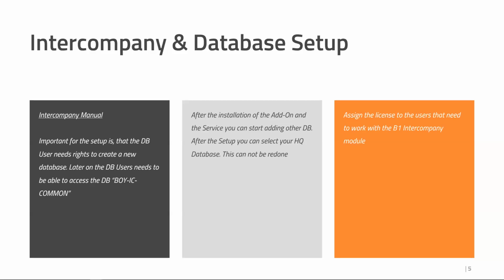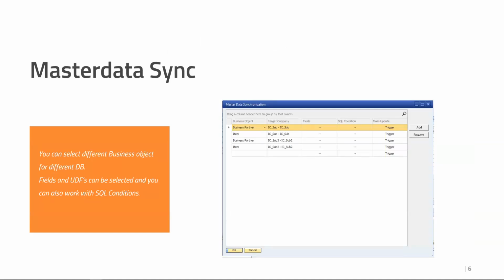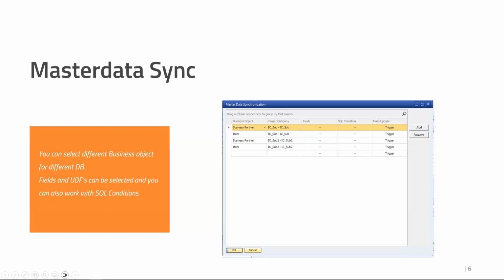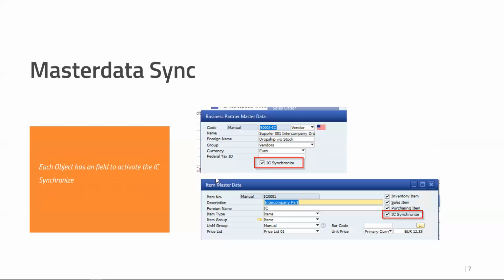Or if it's an item, for example, you don't want to go to the target database, then you, of course, tell it not to. So you still have full control over what you want to synchronize. Okay, so master data synchronization, it's business partners and items. And then as you can see here, and I will go into the system, you decide which fields you want to synchronize, okay? Maybe only the code, maybe the name, maybe the foreign name, and that's it, and some properties. You decide which fields you want to synchronize to your other company.